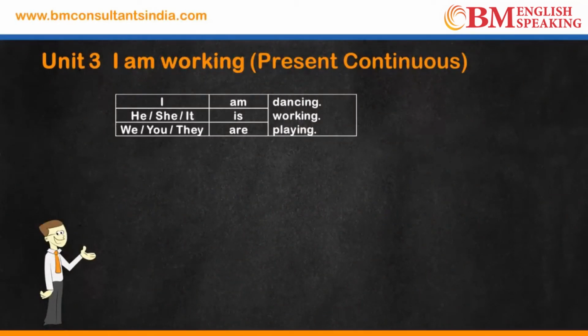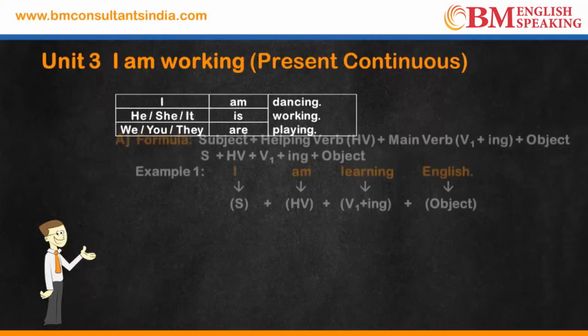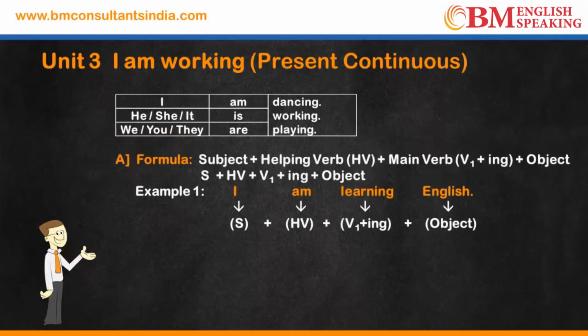Let's summarize. With I, we use am. With he, she, it, we use is. With we, you, they, we use are, plus a verb with an ing to frame a sentence in present continuous tense. Of course, ये सारे वाक्य पॉजिटिव हैं. चलिए जरा इसका फॉर्मूला समझते हैं.